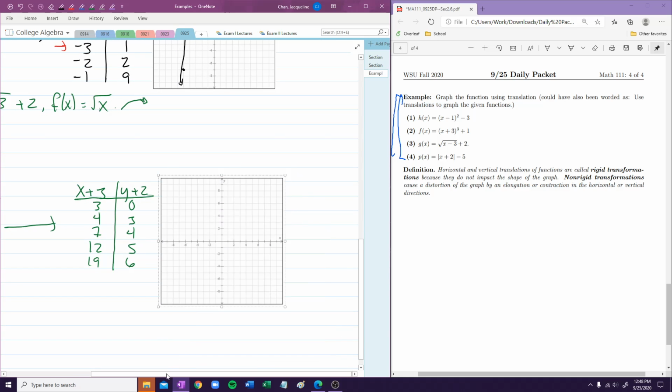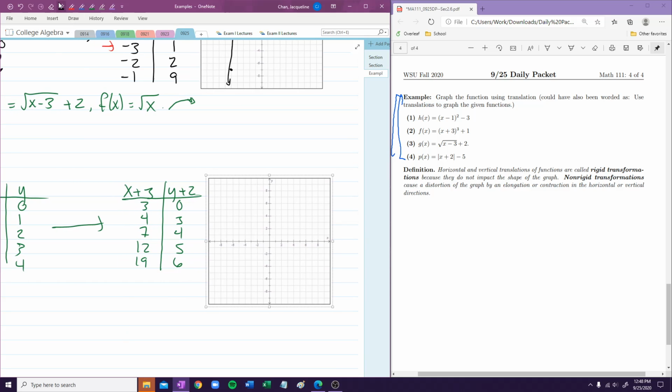Okay, so let's graph it. Right, so I have 3, 0, 4, 3, 7, 4, right? And then there's also like this 12, 5, and then 19, 6. Okay, it's out of my graph. I'm not really going to draw it. So it's going to look roughly like this. Right, and that's our graph.